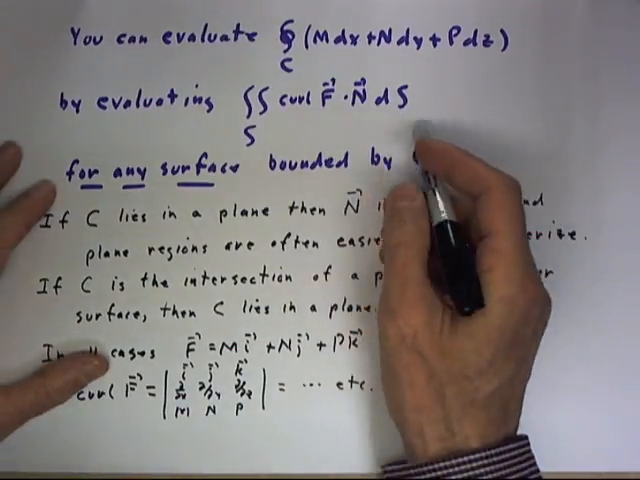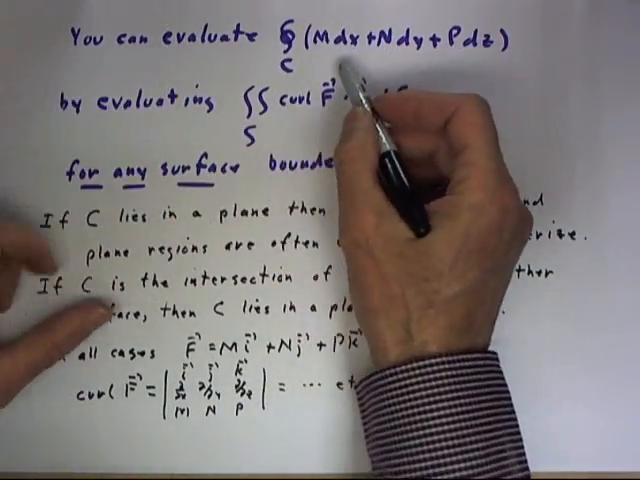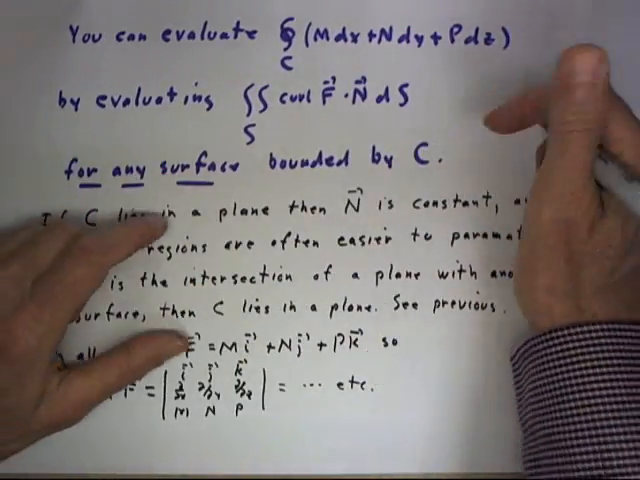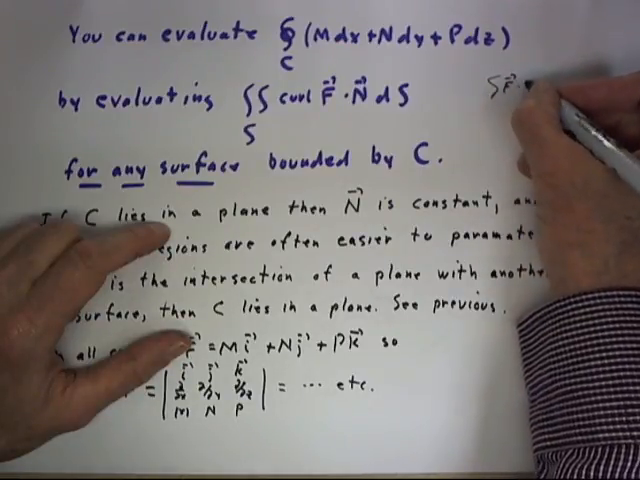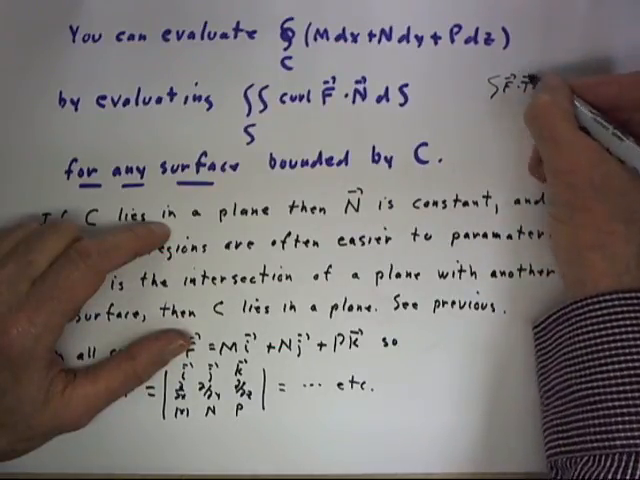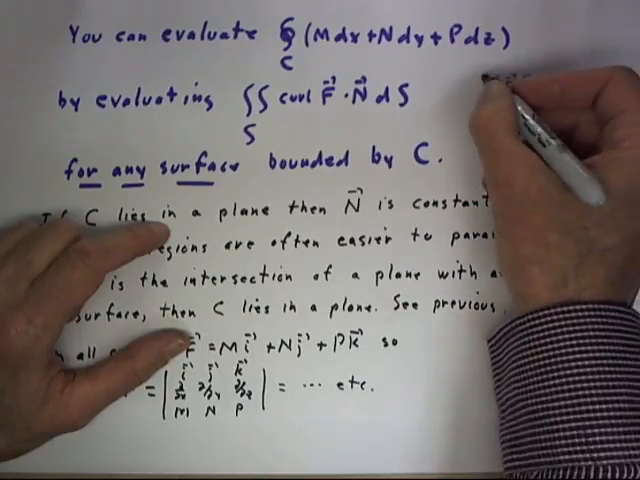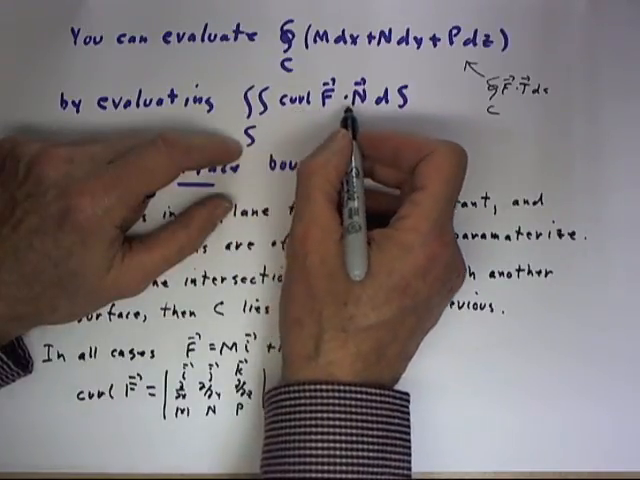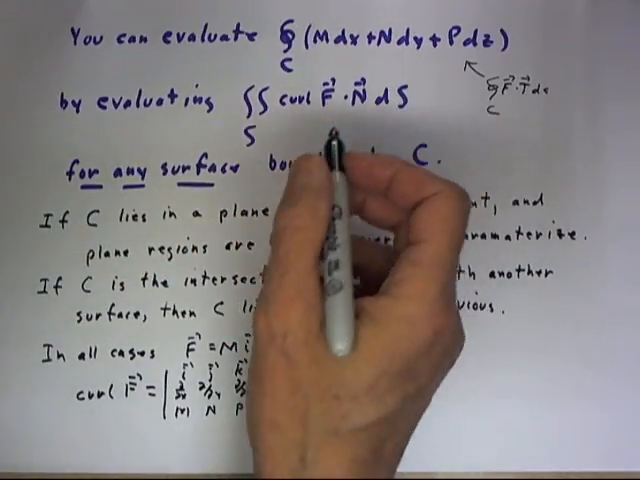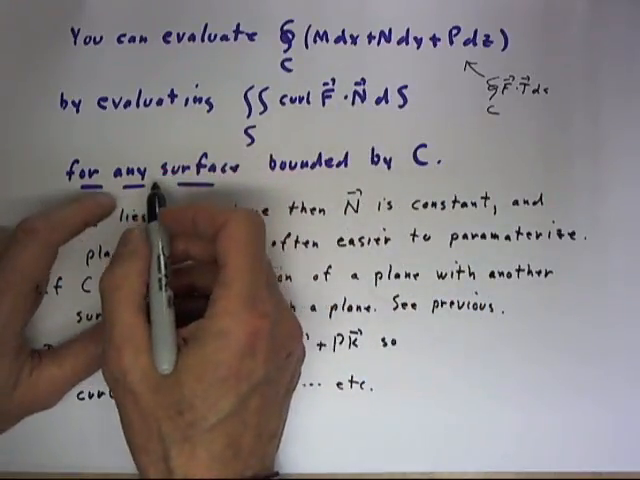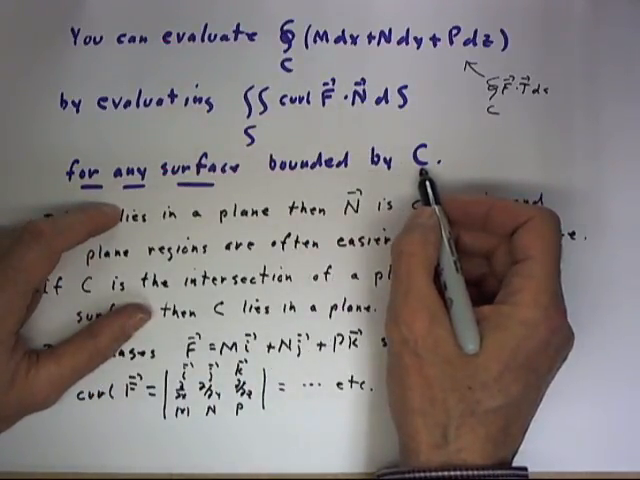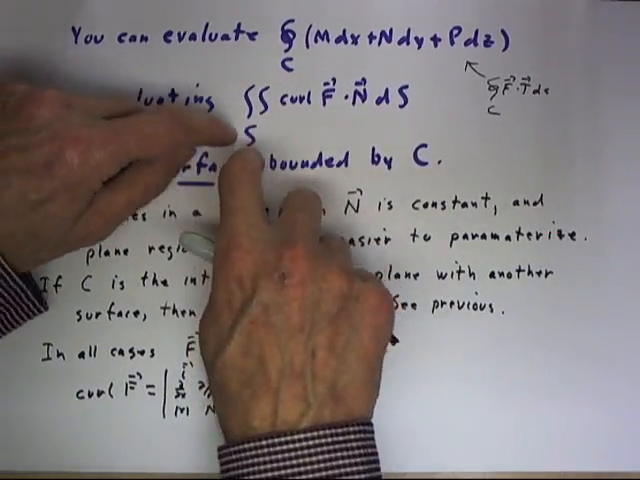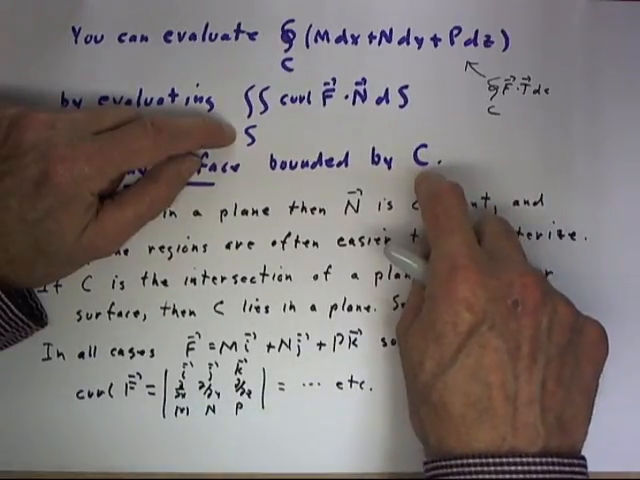Now, one important thing to understand: you can evaluate the integral over C of M dx plus N dy plus P dz, which is just our integral of F dot T ds around the curve, by evaluating the integral over the surface of curl F dot n times the surface area increment. And you can do that for any surface bounded by C. That is, S can be any surface that has the boundary of this curve.